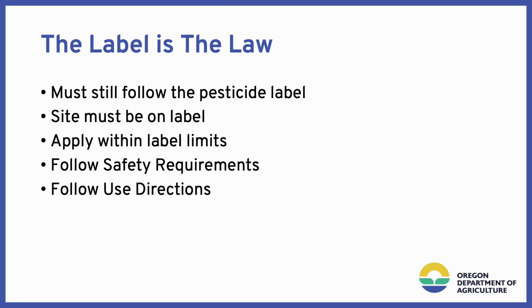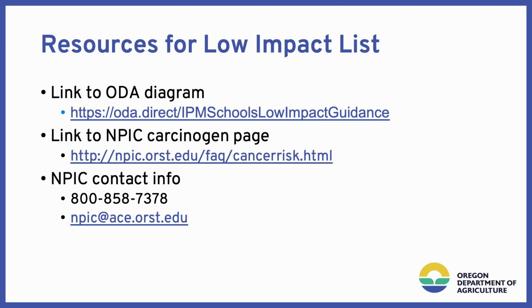Furthermore, just because a product is on your school's low-impact list doesn't mean it can be used in any manner. The label is the law and must always be followed. This includes use site restrictions, use directions, application rates, and safety requirements. Before applying a pesticide, an applicator must always read the label and ensure all provisions listed are followed.